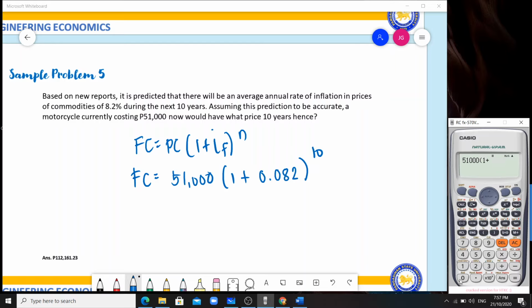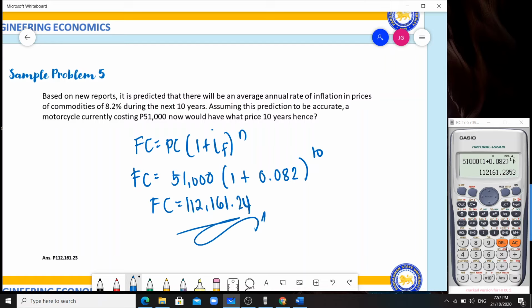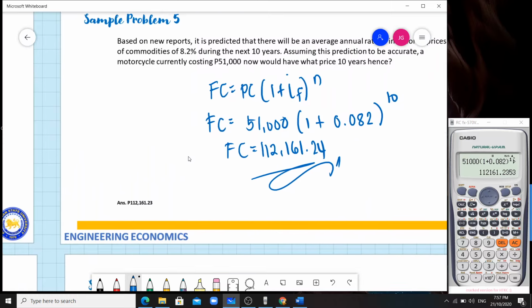So, 51,000 times 1 plus 0.082 raised to 10. Ayan, napakalaki. That is 112,161.24. Sobrang laki ng tinaas ng presyo, okay?